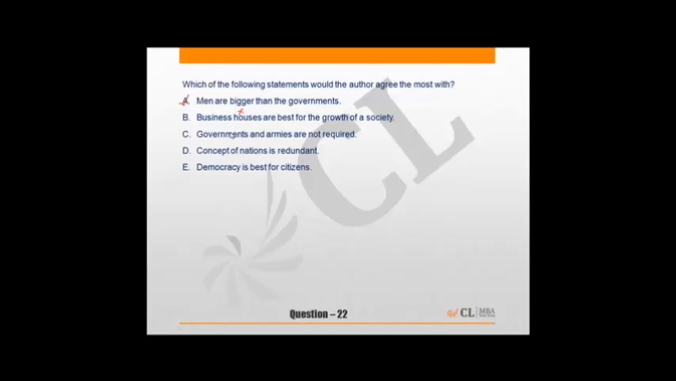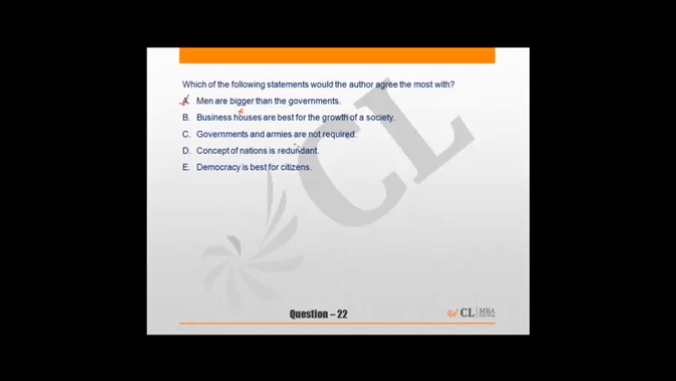The passage makes no reference to business houses, so option B can be negated. Governments and armies are not required. He says this only in order to prove that men are bigger than governments. So therefore we can choose option A over option C.